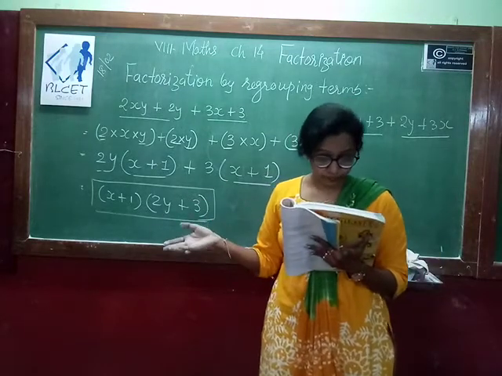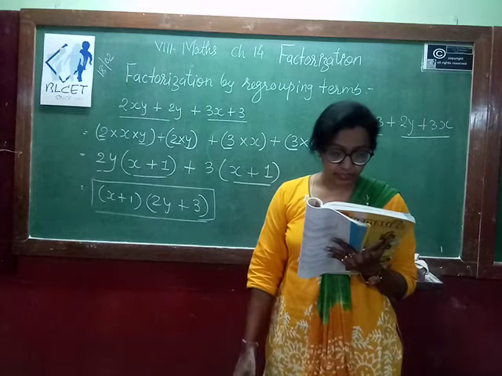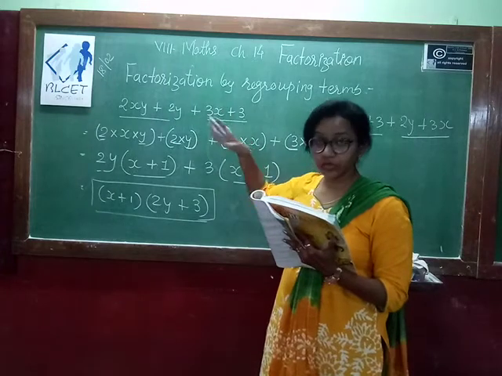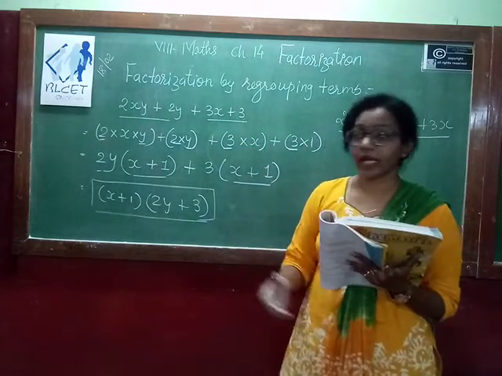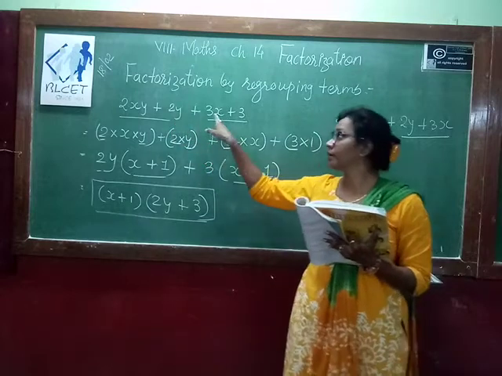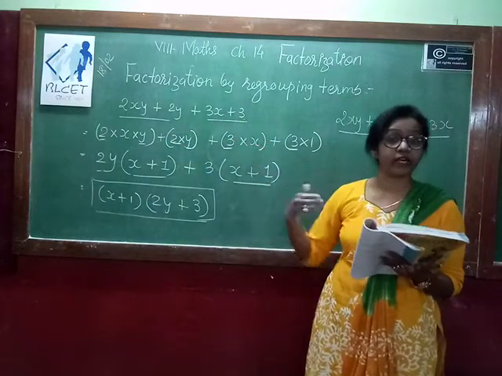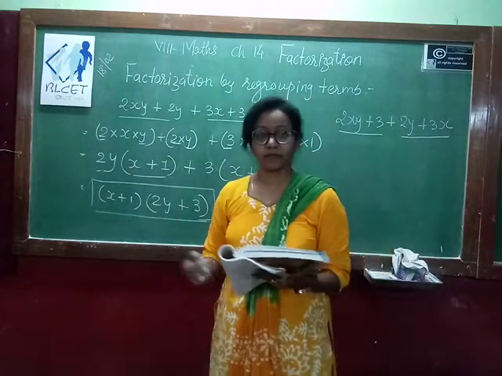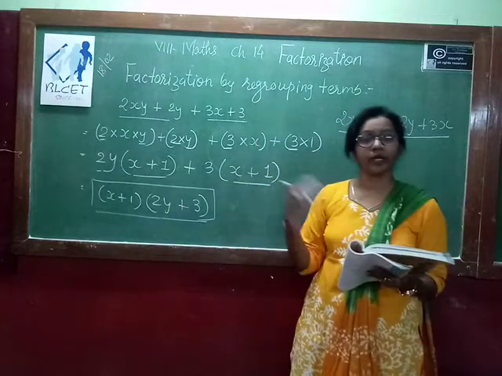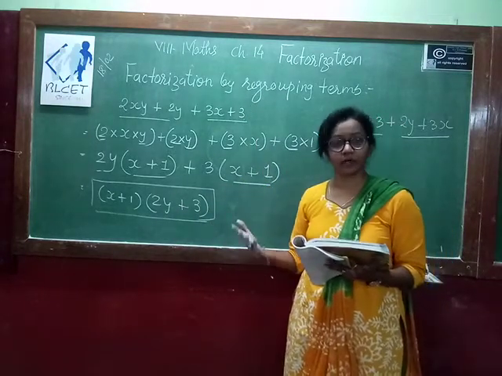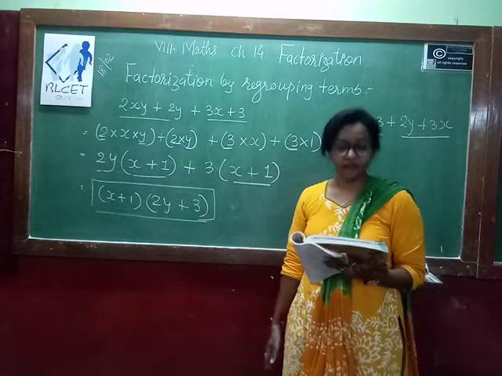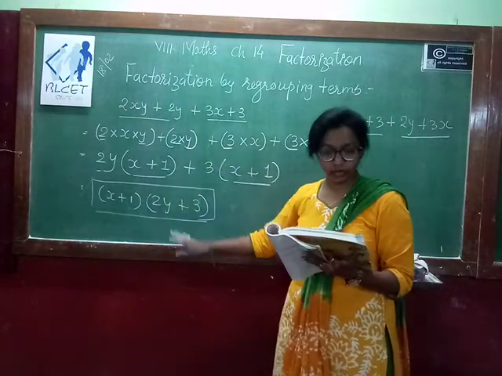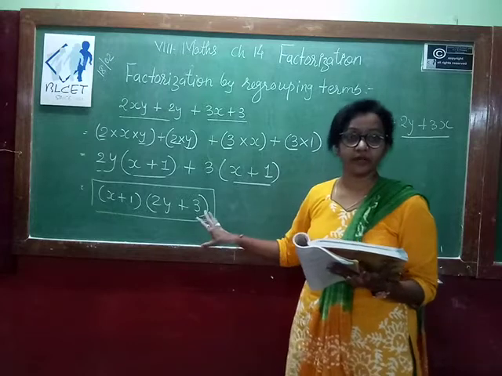So what do we have to do? Rearranging the expression as 2xy plus 2y plus 3x plus 3 allows us to form groups, that is 2xy plus 2y as the first group and 3x plus 3 as the second group, leading to factorization. If you cannot find any common factors, you have to rearrange the terms in such a way that you are able to find some common factors for the purpose of factorization. So we rearrange the terms, make the groups and then solve the question. This is all about regrouping.